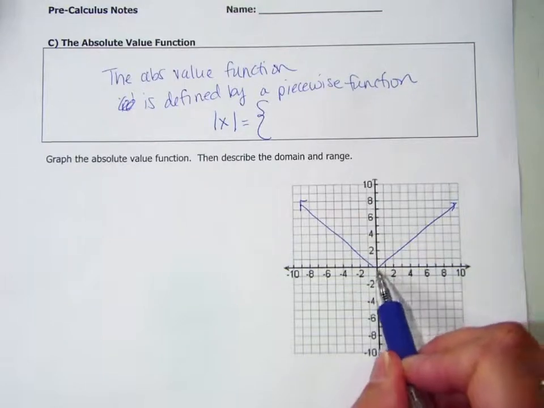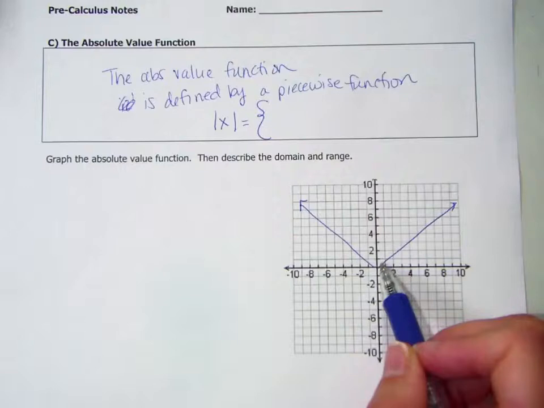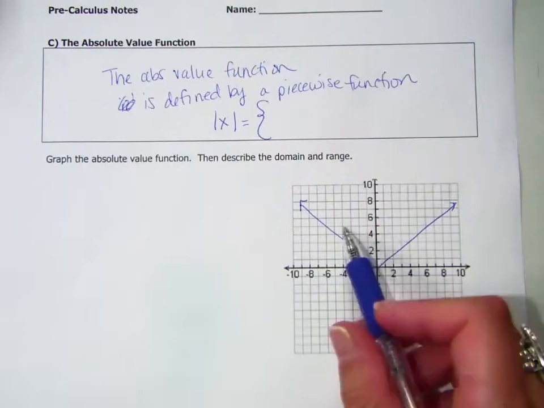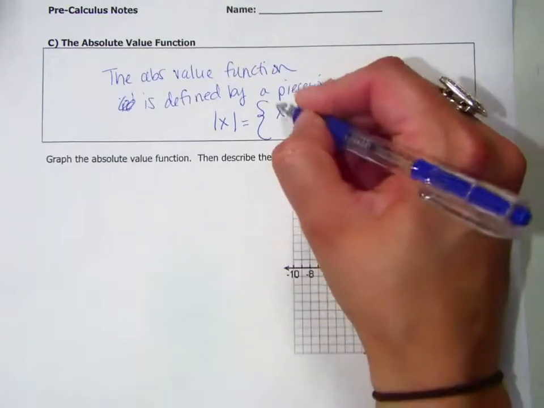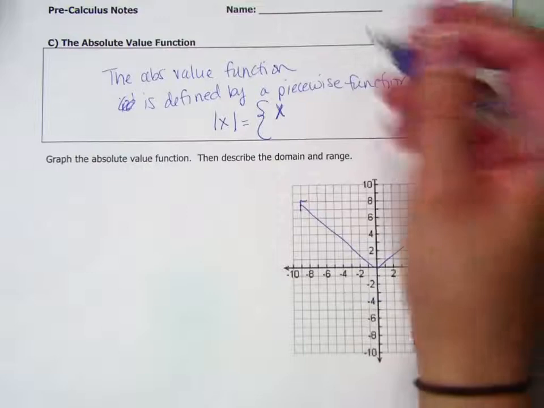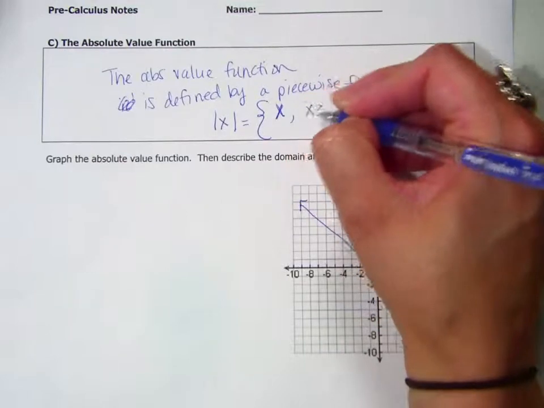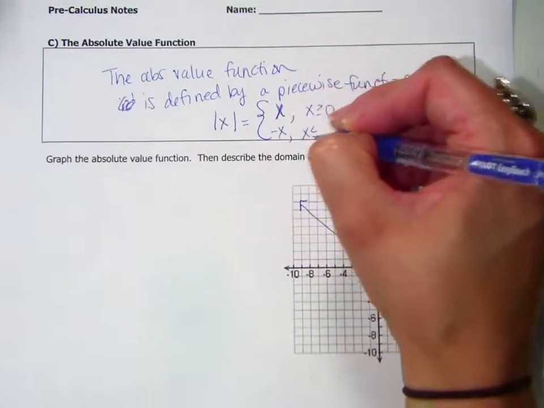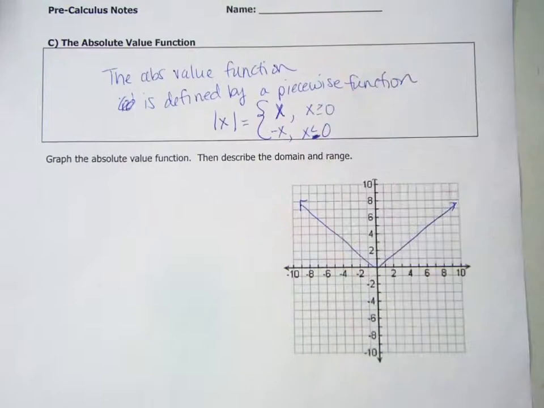So you can see that when your x values are 0 and greater, it's doing one thing. When your x values are less than 0, it's doing another. It's using the function x when x is greater than or equal to 0, and negative x when it's less than 0.